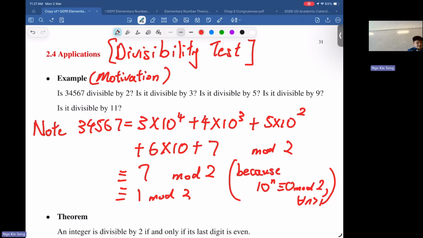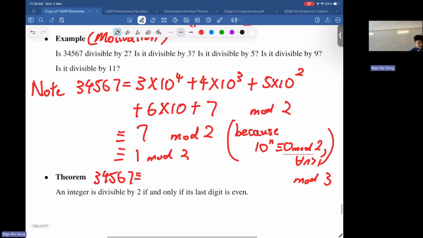So how about 3? Is it easy to solve? There's a reason why we pick these numbers 3, 5, 9, 11. So what if we consider mod 3? 10 will reduce to 1 mod 3. 100 will reduce to 1 mod 3. 1000 will reduce to 1 mod 3. So all these powers of 10 will just reduce to 1.